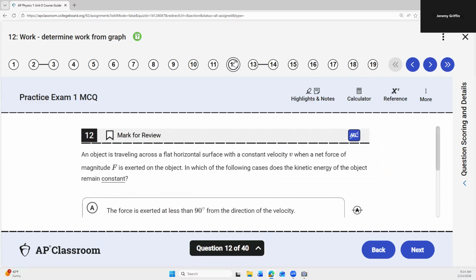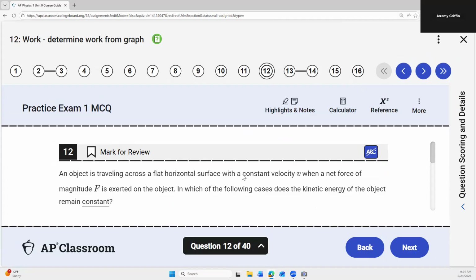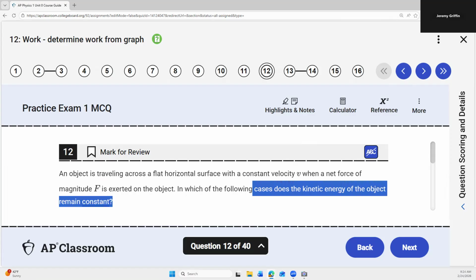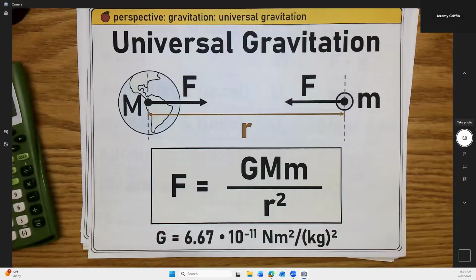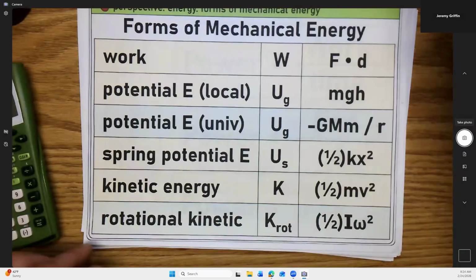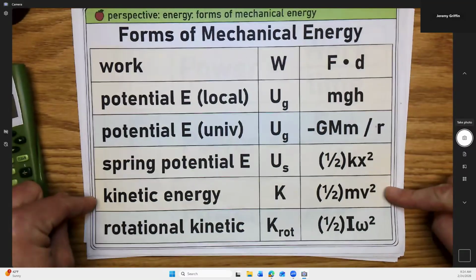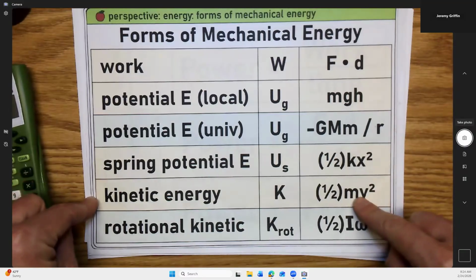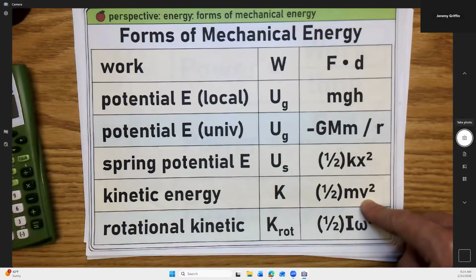All right, number 12. You've got an object traveling across a flat horizontal surface with constant velocity, v, when a net force of magnitude F is suddenly exerted on the object. In which of the following cases does the kinetic energy of the object remain constant? Kinetic energy, well, you guys know kinetic energy is 1/2 mv squared. I don't think the mass is going to be changing, so really, you don't want the speed to be changing. As long as the speed doesn't change.